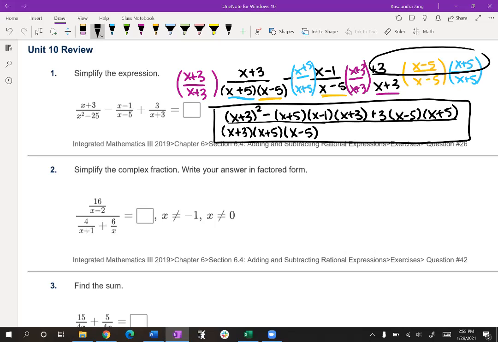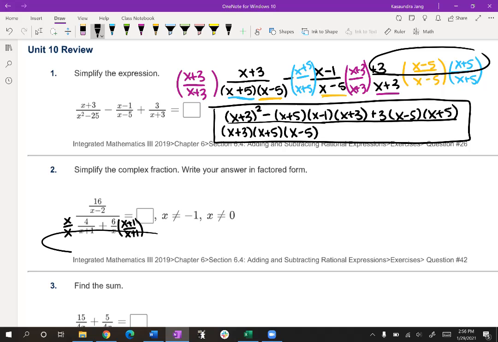Okay. So then on number 2, simplify the complex fraction, write your answer in factored form. So first things first, I want one fraction divided by one fraction. As of right now, I'm dividing by two separate fractions. I need to adjust this. So I'm going to multiply by x over x and x plus 1 over x plus 1.